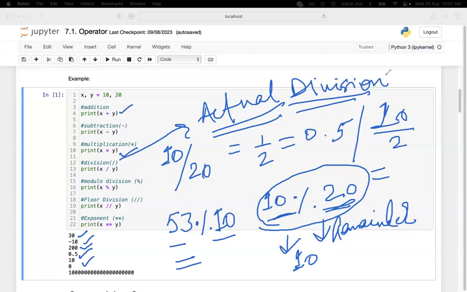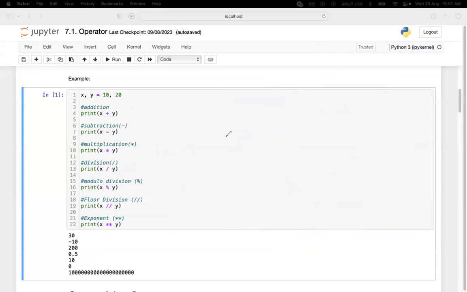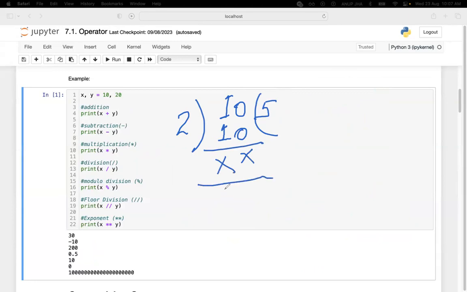If I'm understanding correctly, you say 10 divided by 2. Yes, that is correct. If I divide 10 by 2, 2 5s are 10. This 10 will get subtracted. So how much remainder am I getting?